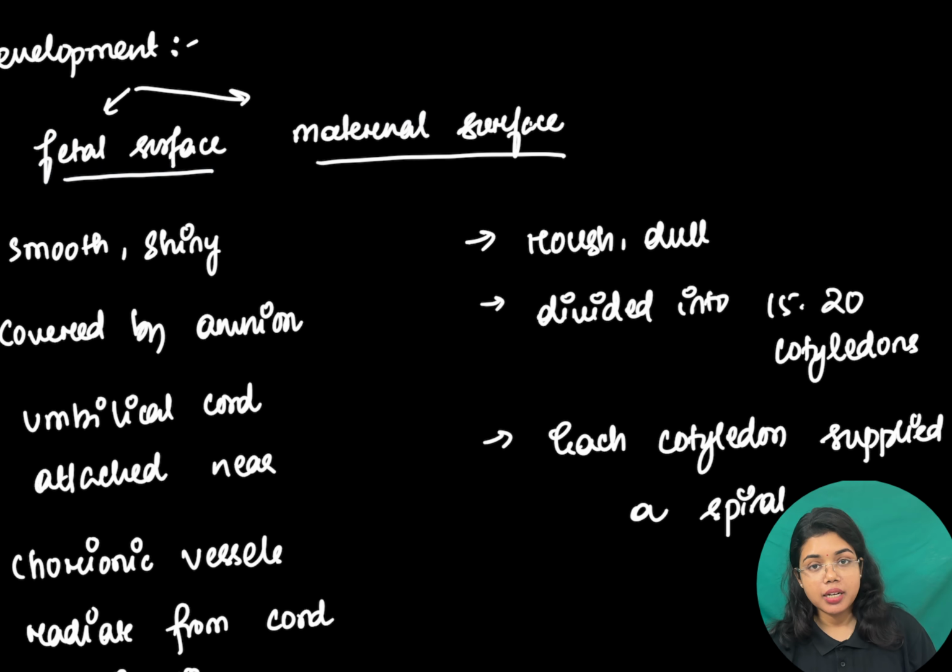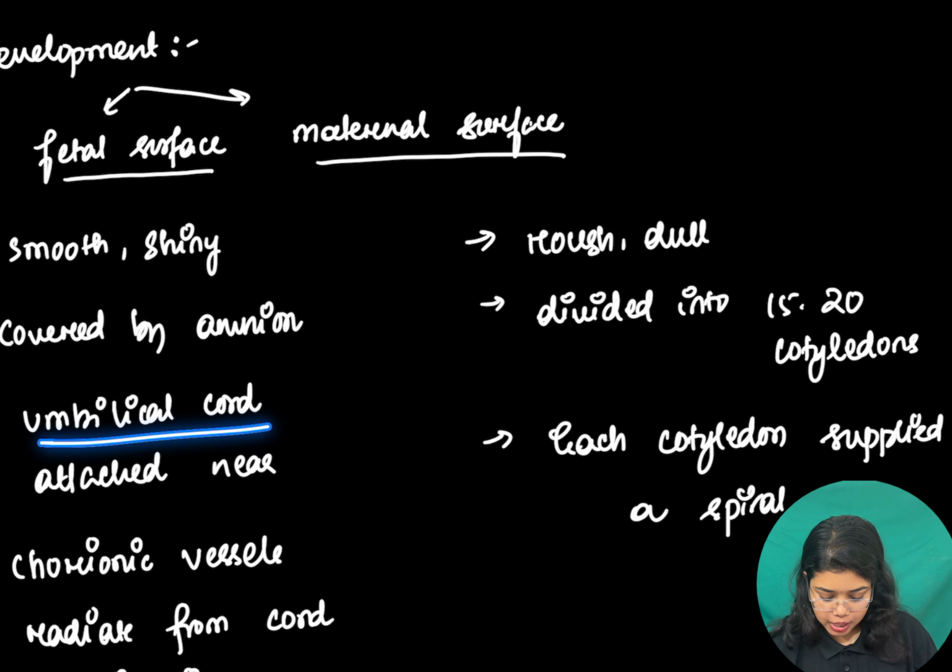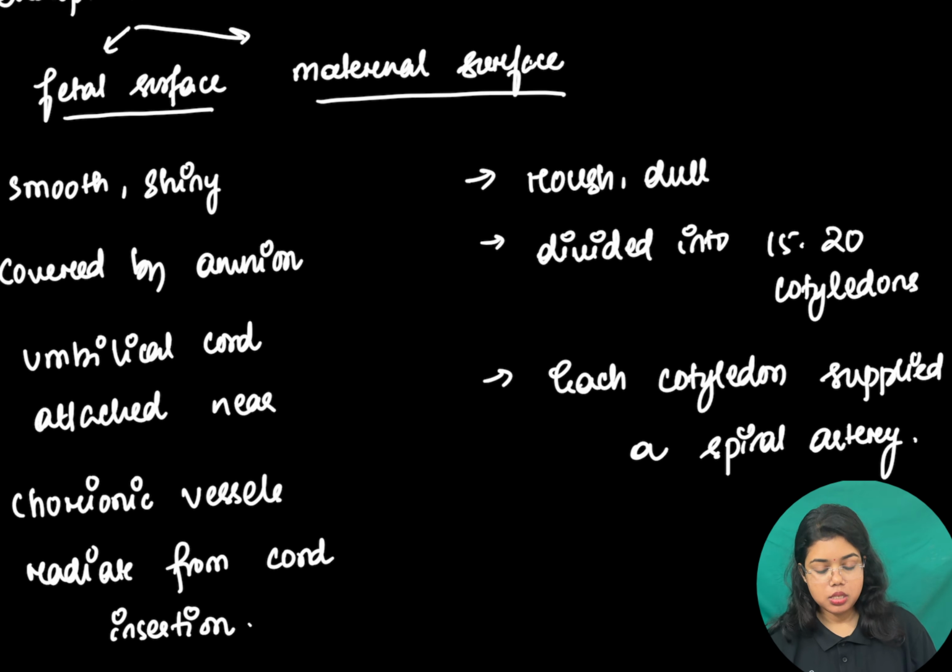Fetal surface, how do we characterize the fetal surface? It is smooth, it is shiny, and it is covered by the amnion. Whereas the maternal surface is not covered by the amnion, so it is not shiny or grey in color, it is rough and dull, because the amnion is absent on the maternal surface and only covers the fetal surface. The umbilical cord is attached near the center, and the chorionic vessels radiate from the cord insertion. This is the fetal surface.